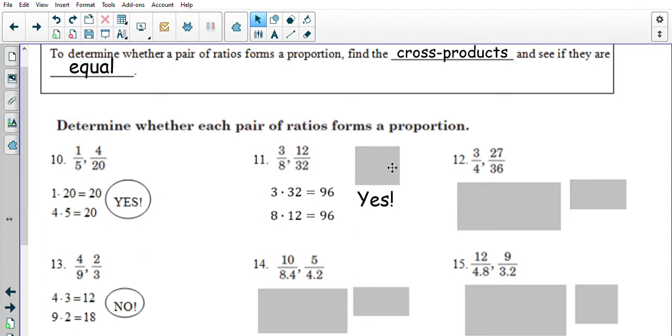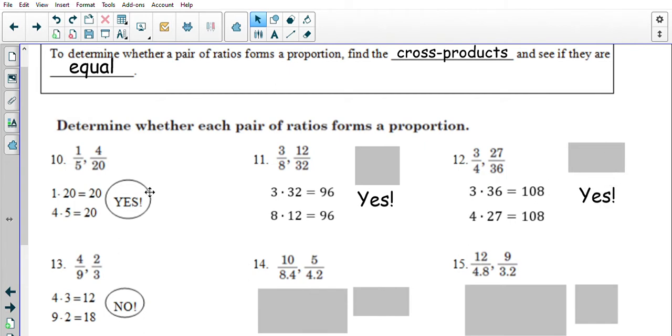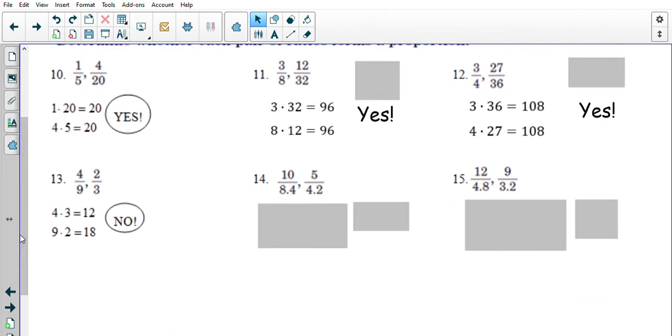Number 10 on your paper. So we'll take 3 times 36 and 4 times 27. Both cross products give us 108, so those two fractions do form a proportion.